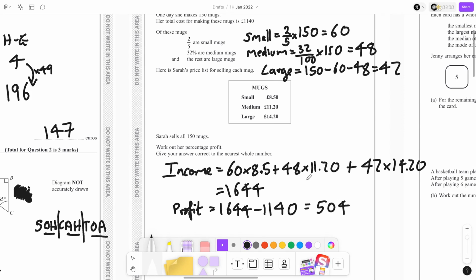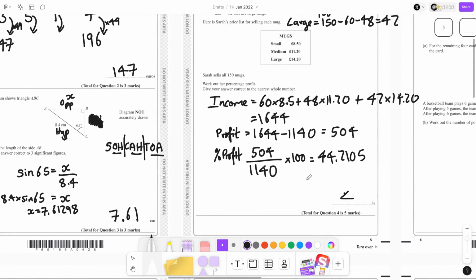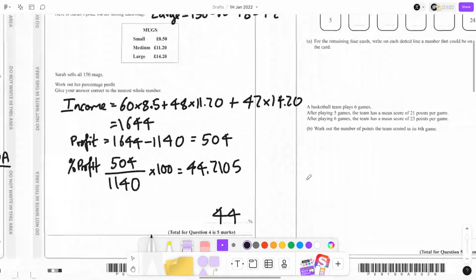504. And then we want the percentage profit, and we always do that related to the cost. So 504 as a percentage of the cost. The cost was 1140. So how far have we made our cost go? That's a percentage, so we times by 100. Is 44.2105. So to the nearest whole number is 44%.